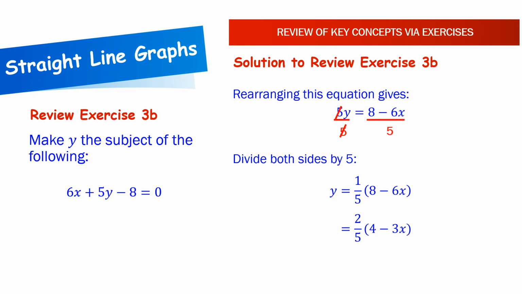Now, since 2 is a factor of both 8 and 6 inside the brackets, we can take the 2 out in order to factorize it as 2 over 5 times 4 minus 3x.